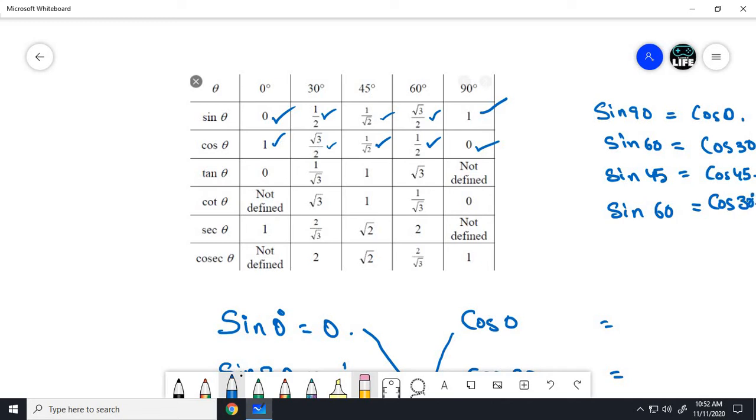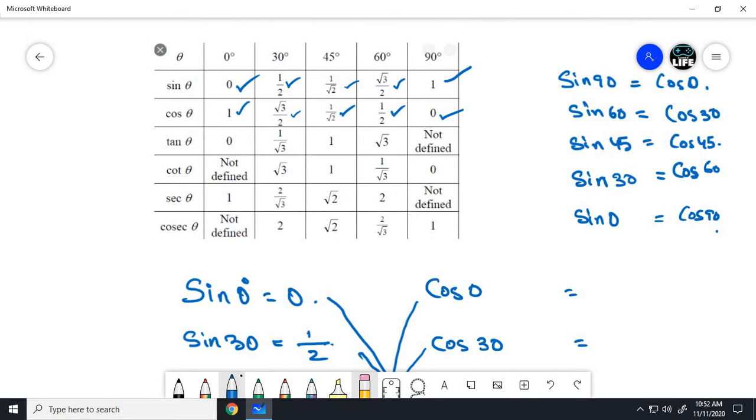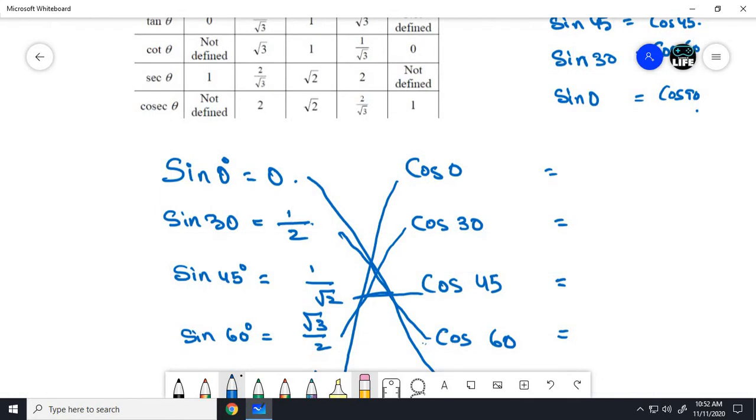Wait, I am confused. Here it will be 30. So sine 30 equals cos 60. Yes, no? And sine 0 equals cos 90. So am I right? See this. So with the help of this, write the cos values also. Hope you are understanding the concept.